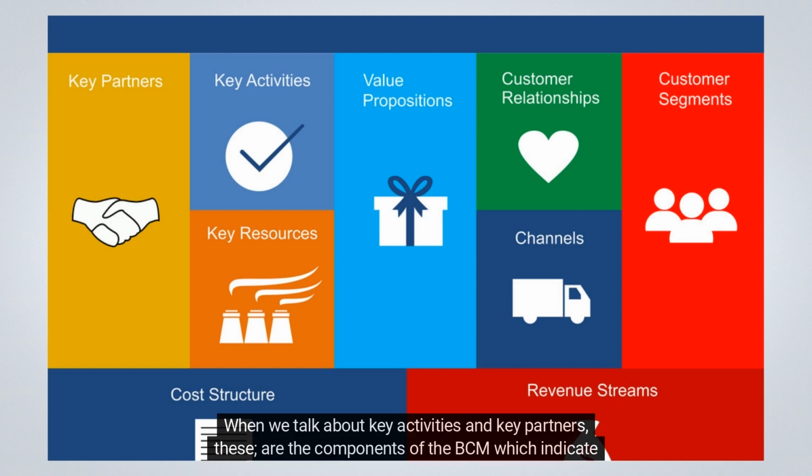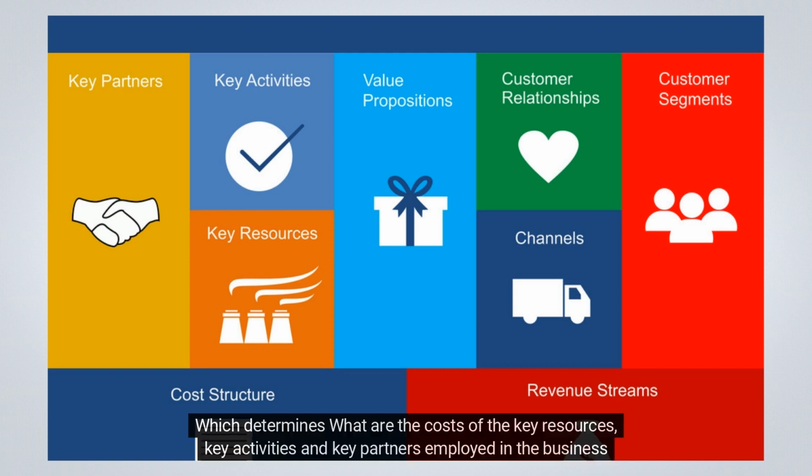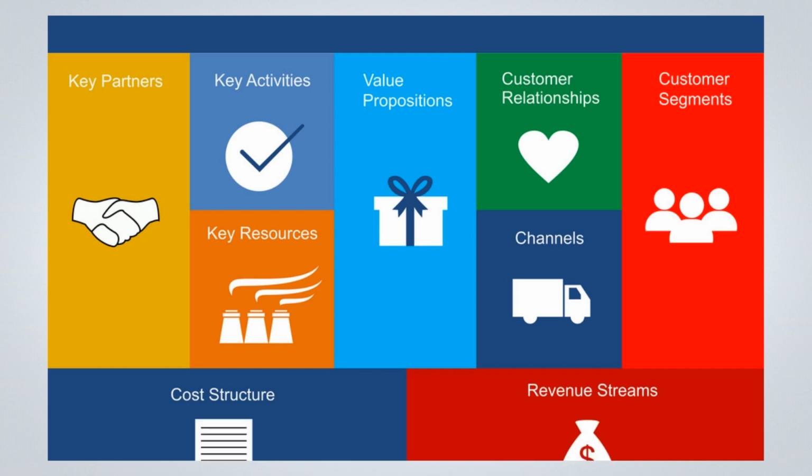When we talk about key activities and key partners, these are the components of the BMC which indicate key activities and partners needed by the organization's value propositions and channels. The last component of the business model canvas is cost structure, which determines what the costs of the key resources, key activities, and key partners employed in the business model are.